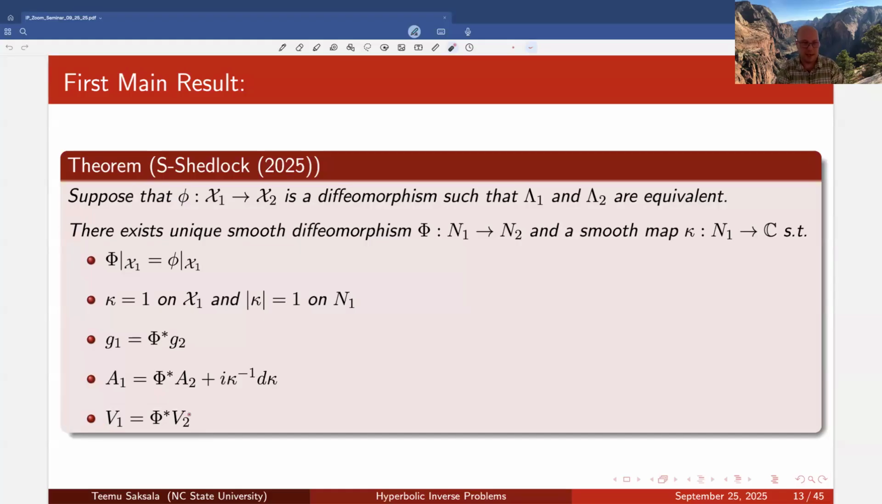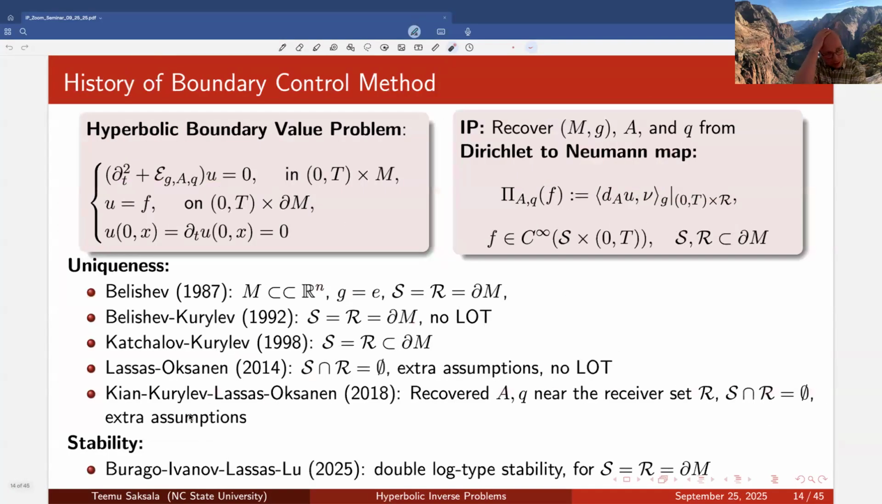So the catch is that yes, you can recover everything as long as you send and receive the waves in the same set. Okay. And how does this kind of proof work, and what does it build on? Well, we build on this celebrated boundary control method, which I try to survey here in these next two slides.